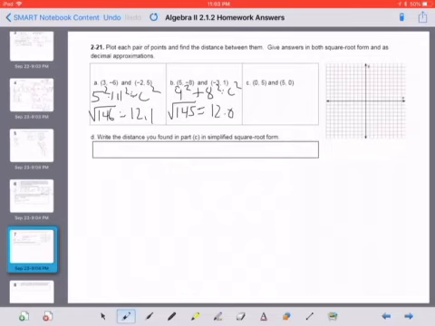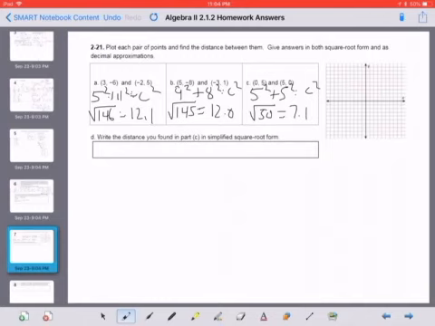So several people got the square roots but didn't do the approximation, so it ended up being wrong. This one, they're 5 apart for both points actually. So you end up getting the square root of 50, which is approximately 7.1. Make sure you have both the square root and the decimal.